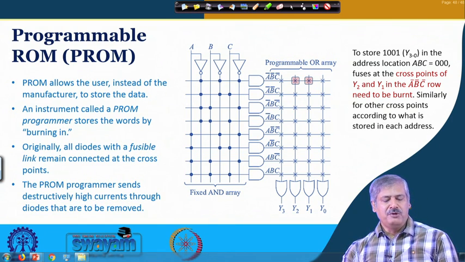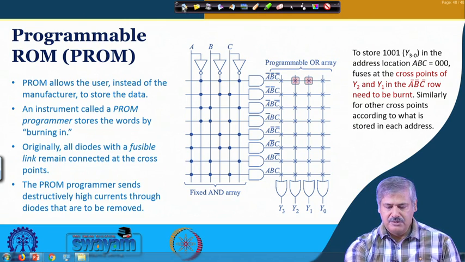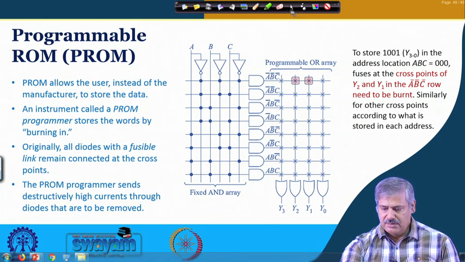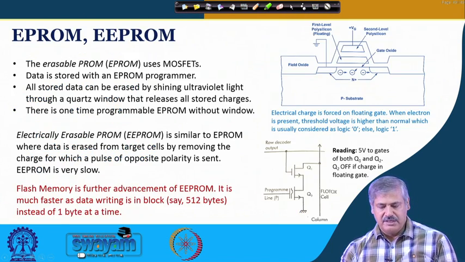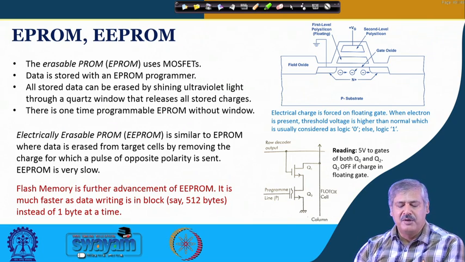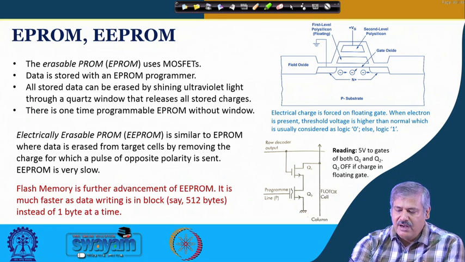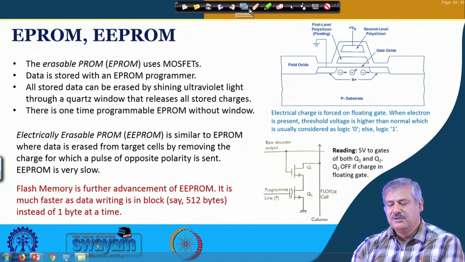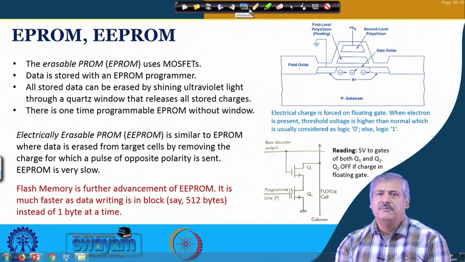Now, in PROM, once you ingrain the pattern, you cannot remove it. Okay. So, then comes what is called erasable PROM, a further advancement, where the data is written, of course, through an EPROM programmer. Okay. And here the data writing is done through something called a floating gate.